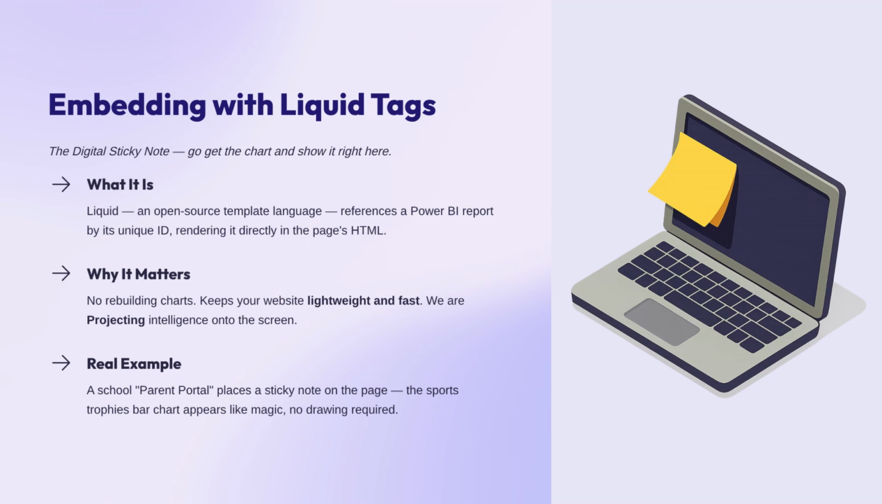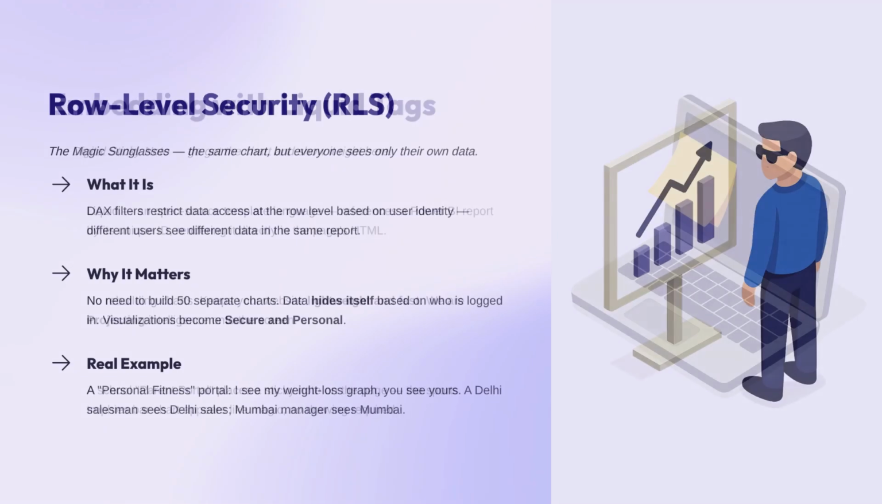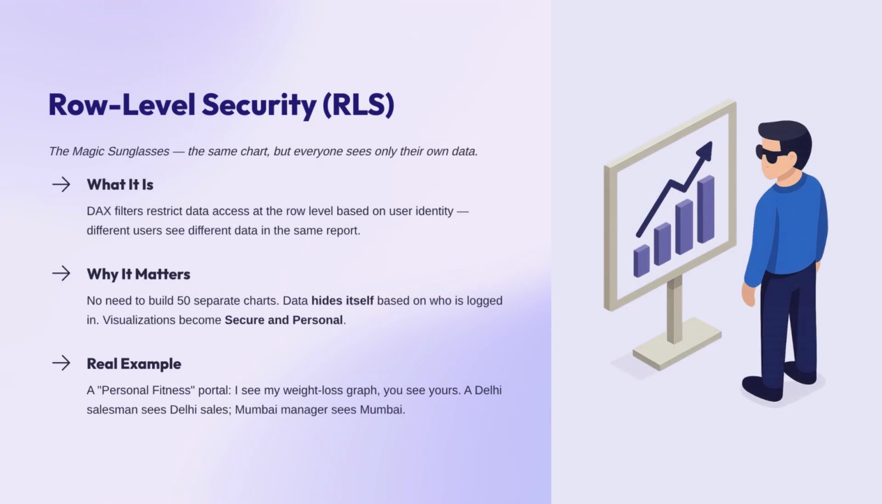Well, that brings us right into our next step, which is row level security, RLS. This brings us to row level security, or RLS. The technical documentation defines RLS as a security framework that uses DAX filters to restrict data access at the row level based on the identity of the user, ensuring that different users see different data even when viewing the same report. In plain language, it is the magic sunglasses.